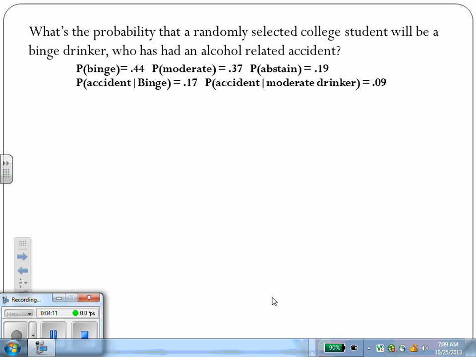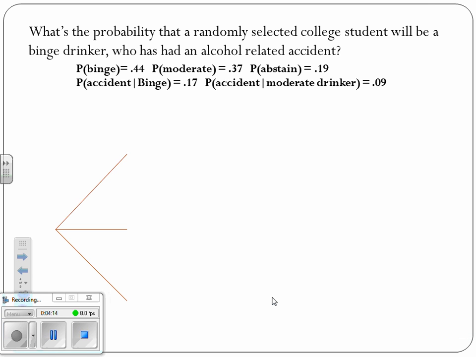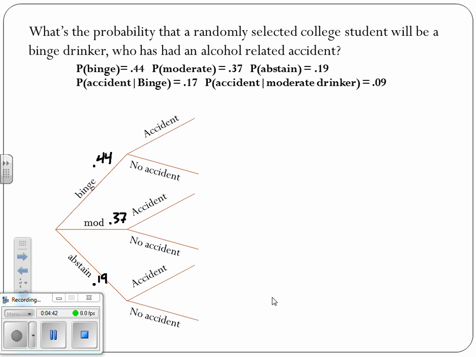So our best way of doing this is to go ahead and set up a tree diagram. So the first split is what type of drinking these folks admit to. And so we got the binge drinkers, the moderate drinkers, and those that abstain. And then from there, we've got two situations. The binge drinkers could either have an accident or not have an accident. So we know that 17% of the binge drinkers have had an accident, which means out of the binge drinkers, 83% have not had an accident.